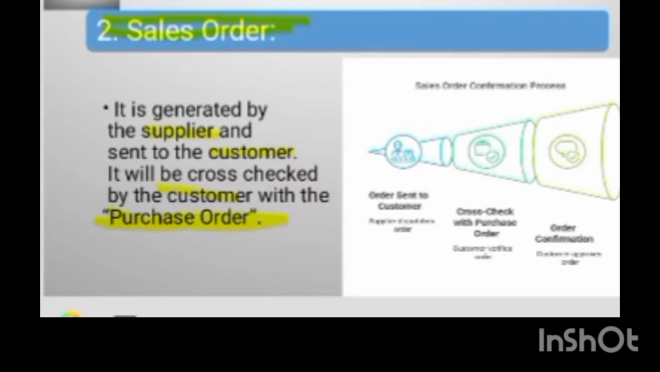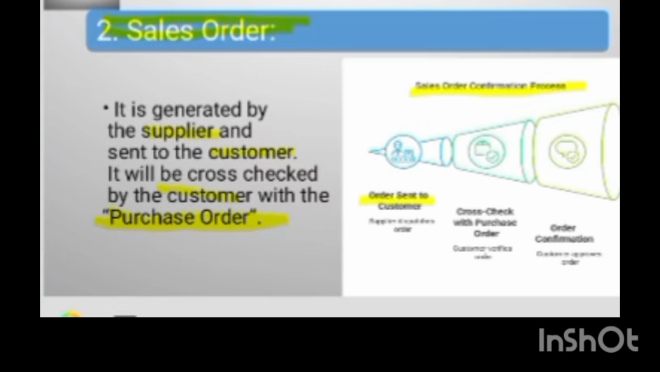So the sales order slip will be sent to the customer, and one copy will remain with the supplier also, in the books of the supplier, for the future accounting process, right. Now look over here, sales order confirmation process. For better understanding, just look at the picture. Order sent to the customer.